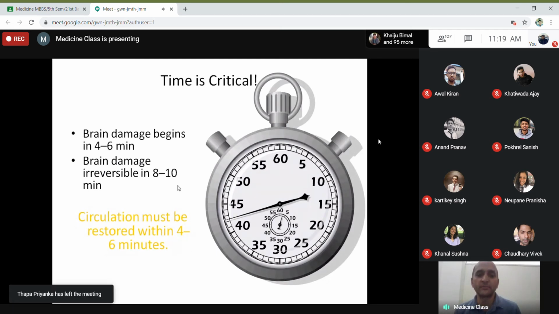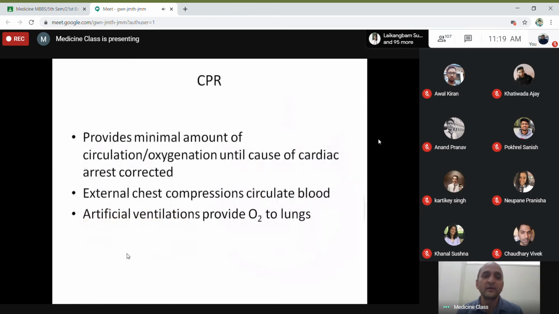There might be brain death, but the patient may come back with some cardiac activity. Sometimes we see patients in the ICU for a couple of days with cardiac activity and no signs from the brain. That is a sign of brain death. It shows that we delayed the CPR and, although we established cardiac activity, there is no signal from the brain, and unfortunately we will lose the patient. So circulation must be restored within 4 to 6 minutes. This is very important.